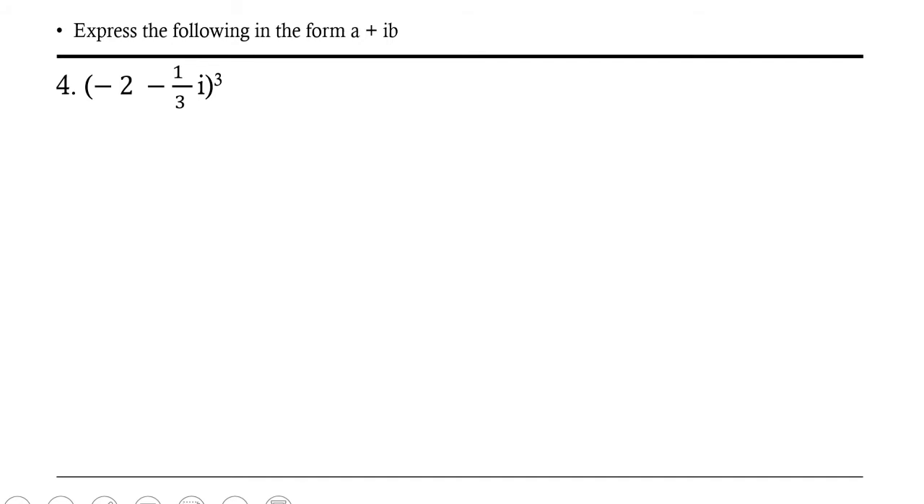The next one, express the following in the form a plus ib. We have (minus 2 minus 1 by 3i) the whole cube. So I am simplifying. I am taking minus 1 outside and writing (2 plus 1 by 3i) the whole cube.